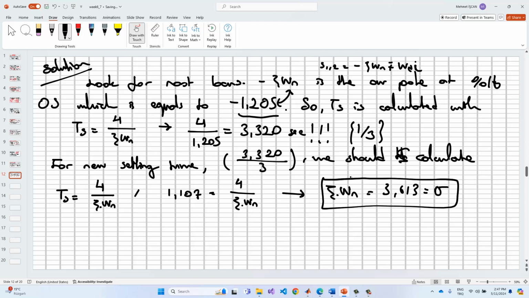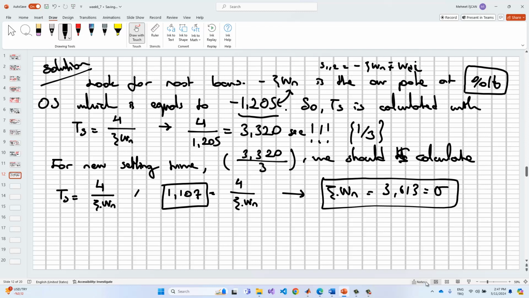To provide the 16% overshoot and provide the 1.1 seconds for the settling time. Okay, and so we need to update the R system to the new roots in here, just like this one.